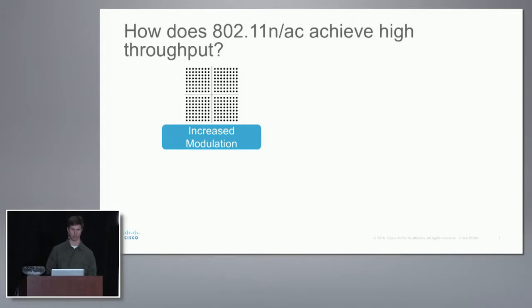So how does 802.11n or AC achieve high throughput? Well, there's four main ways. The first is through increased modulation. So with 11n and now 11AC, there's different modulation schemes: 16 QAM, 64 QAM, and now 256 QAM. Basically, putting more bytes on the air. That's a way to increase throughput.